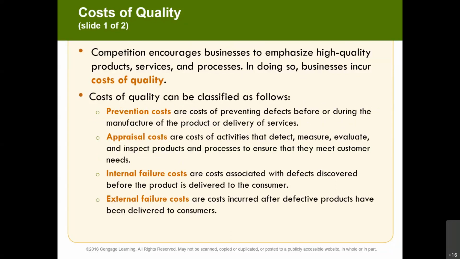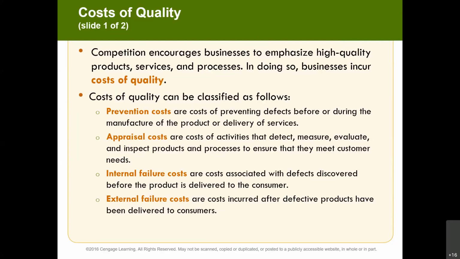So let's talk about the cost of quality. Cost of quality is where competition encourages businesses to emphasize high-quality products, services, and processes. Through this, we incur the cost of quality. It's kind of like the cost of doing business, right? So cost of quality can be classified as prevention costs, appraisal costs, internal failure costs, and external failure costs.